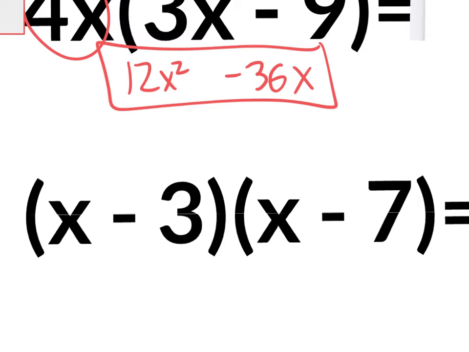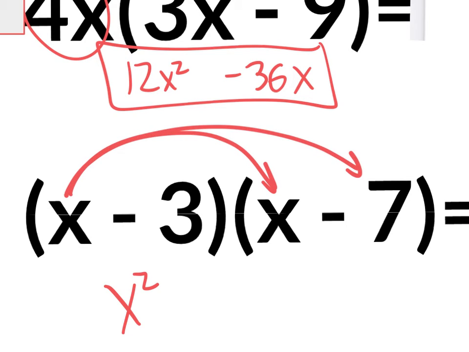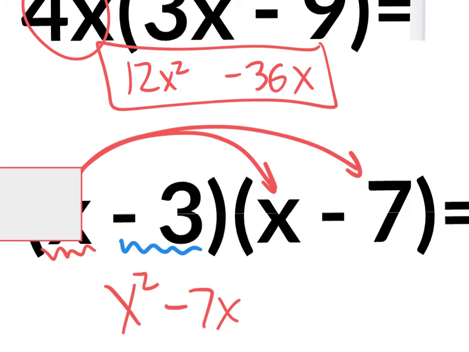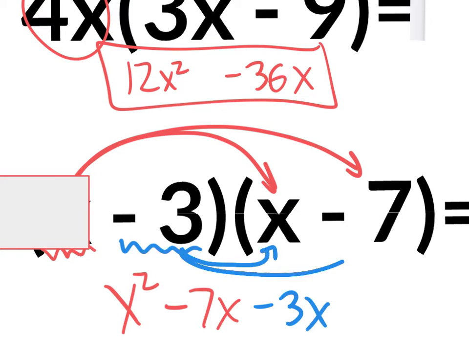I am pausing for the sake of making the video a little shorter. Again, you want to distribute one at a time. I am going to distribute the x first. X times x is x squared. X times negative 7, just put them together, negative 7x. And then distribute the minus 3. You already distributed the x, so you could technically cover it up and distribute the minus 3. Minus 3 times x is a minus 3x, and then minus 3 times minus 7, a negative times a negative is a positive, and you get 21 right there.